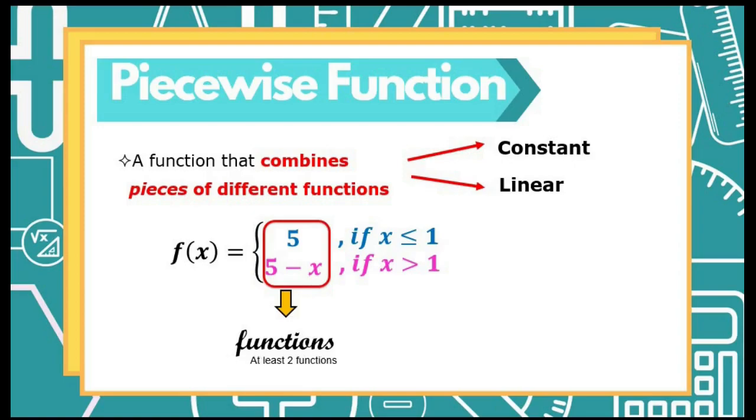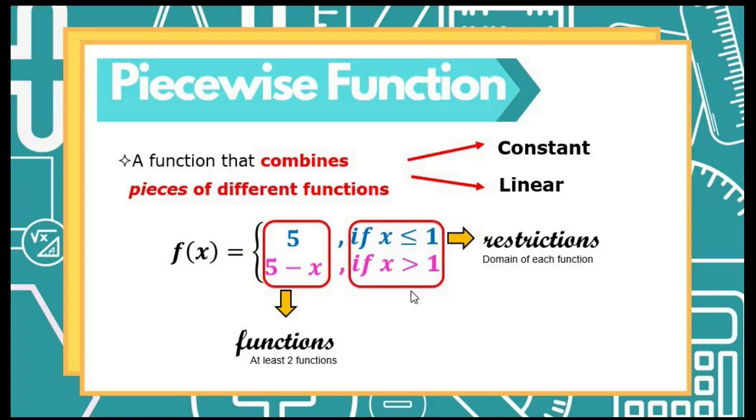So basically, for it to become a piecewise function, we have to have at least two functions. This other portion of the piecewise function is the one allotted to write the restrictions. This is simply the domain of each function. When we say domain, these are the values we can substitute for x in the given function. So basically, this is the format in writing a piecewise function. We have the function f of x, we have a grouping symbol, and we have at least two functions.